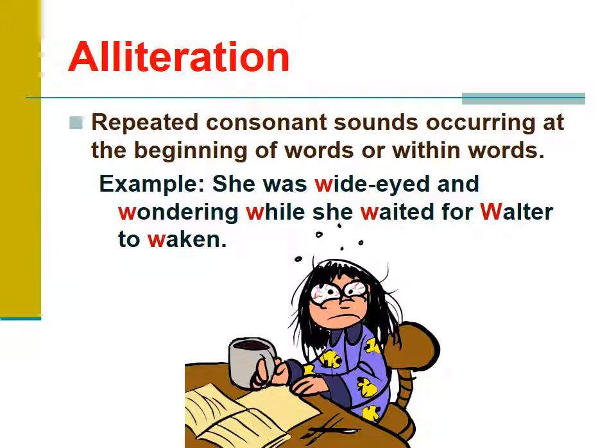Alliteration. An alliteration is whenever a consonant occurring at the start of the word or within a word is repeated. You see alliteration used very commonly in things like tongue twisters. The example on the screen makes it fairly obvious. She was wide-eyed and wondering while she waited for Walter to waken. Obviously, the alliteration here is in the letter W.